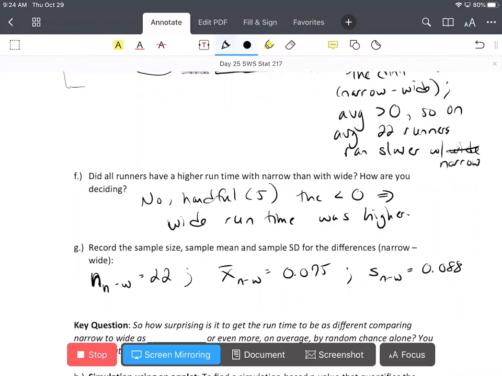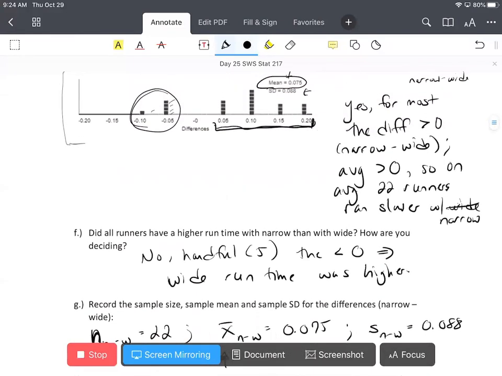I already wrote n once, so n with subscript n minus w is 22. I'm using x bar here. X bar, remember, mu is what's happening with the population, what's happening long run. X bar is our sample statistic. We also want to label that with subscript n minus w. And once again, I'm just getting those numbers right up here.